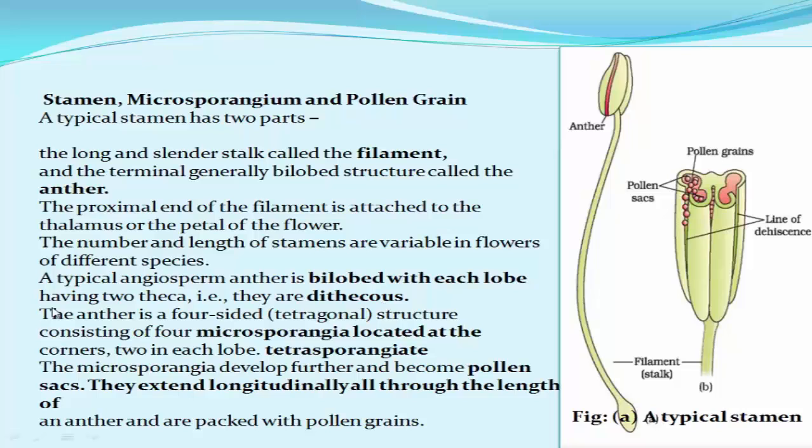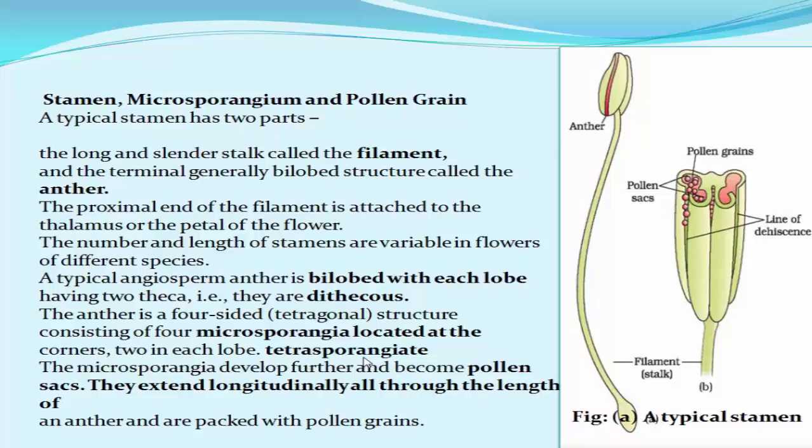Anther is said to be tetragonal, having 4-sided structure. Here in the diagram you can see the 4-sided structure, hence it is referred as tetragonal, and the anther is referred as tetrasporangiate. What are the important terms to remember with respect to typical angiospermic anther? Bilobed, dithecous, tetragonal, and one more term is tetrasporangiate.